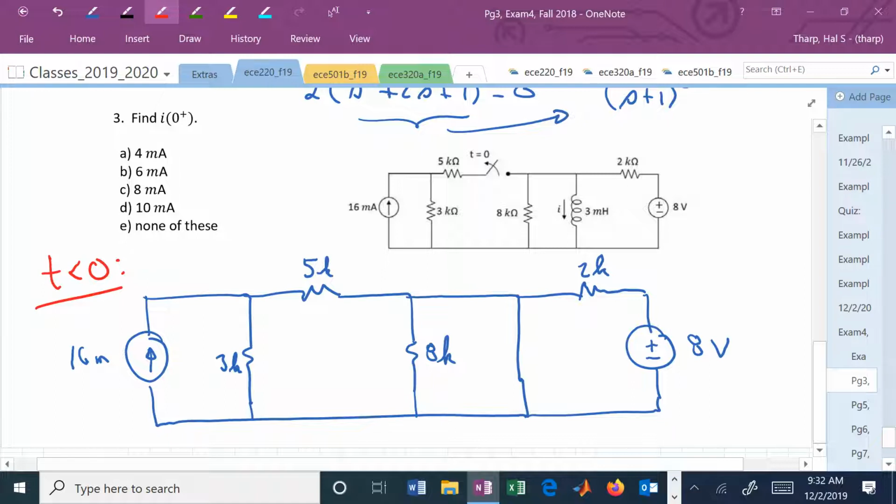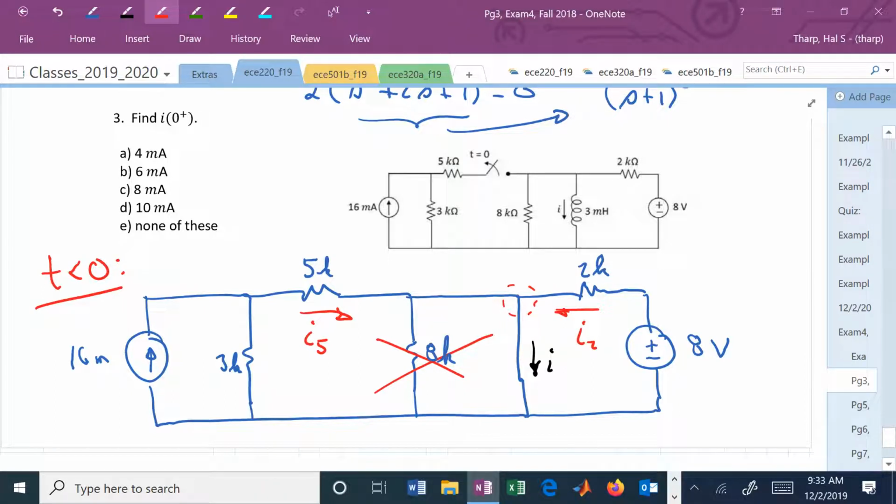Do you see that that inductor is actually shorting out that 8K resistor? So we don't need to worry about that 8K. All current from here and here is going to flow into what we want, which is I. So if I labeled this I5 and this I2, if I could find those, I could find I through KCL. And if it's too confusing, you have two independent sources, you could apply superposition and then add up the net result. You could say, well, let me just do this one source at a time.